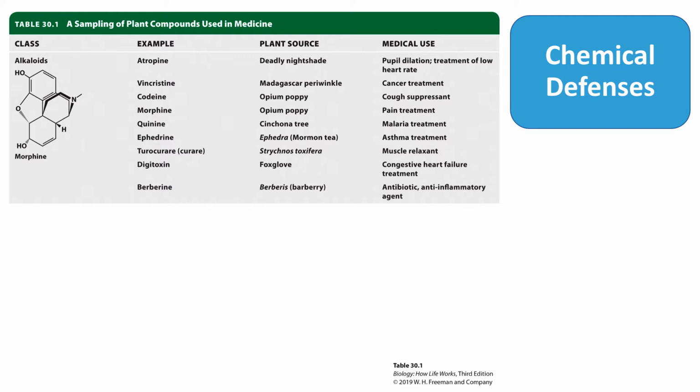Vincristine is an alkaloid extracted from the Madagascar periwinkle and was one of the first chemotherapy drugs, as it inhibits microtubule polymerization and thus prevents cell division. It and other alkaloids do not harm the plant producing them because they're often stored in extracellular canals or otherwise sequestered.